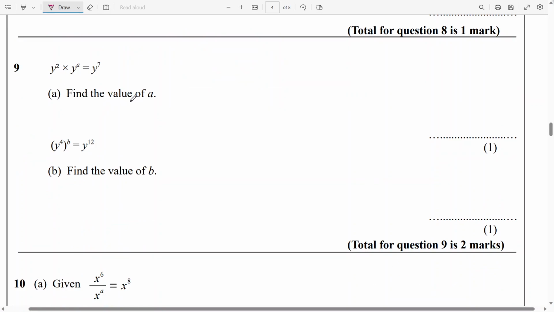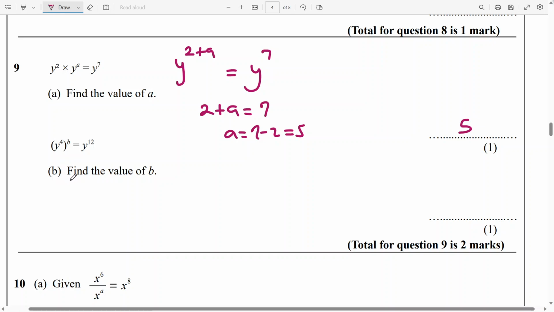So for this, we need to find the value of a. This is like y to the power of 2. Well, when they're multiplying, you add the powers. So you have 2 plus a is equal to y to the power of 7. Because the bases are the same, you take the powers. 2 plus a is equal to 7. Obviously, a has to be 7 minus 2, which is definitely going to be 5.